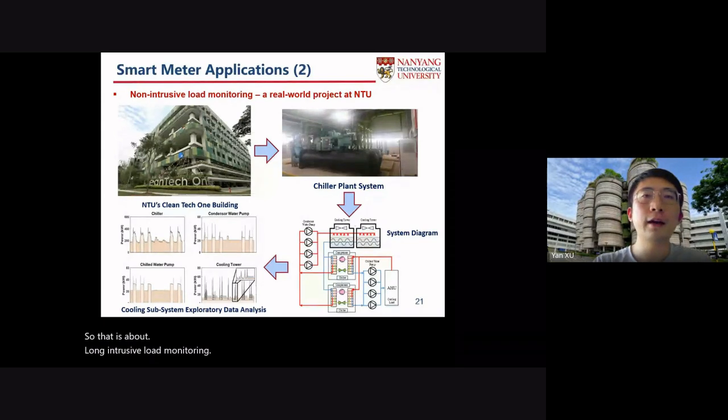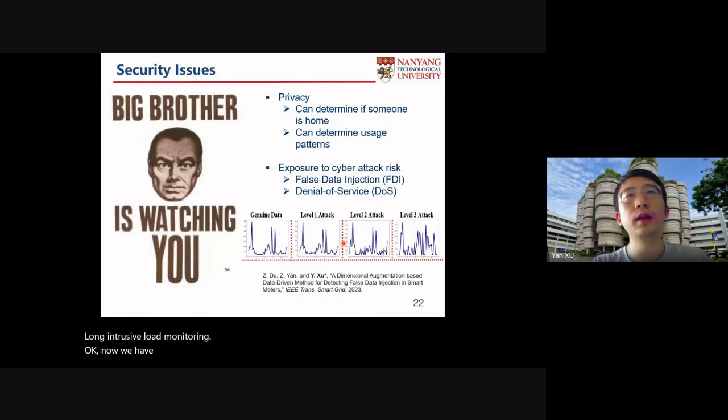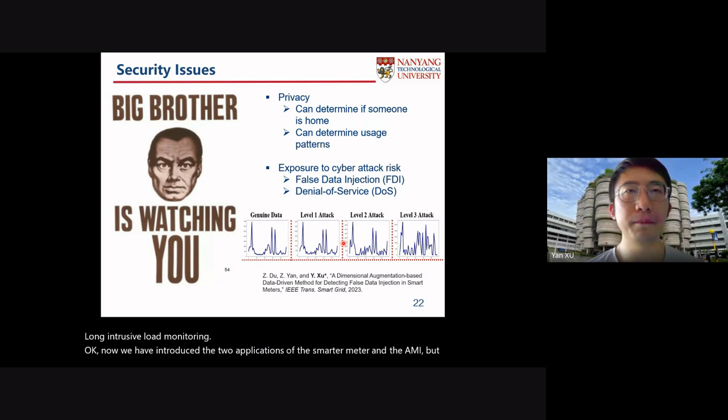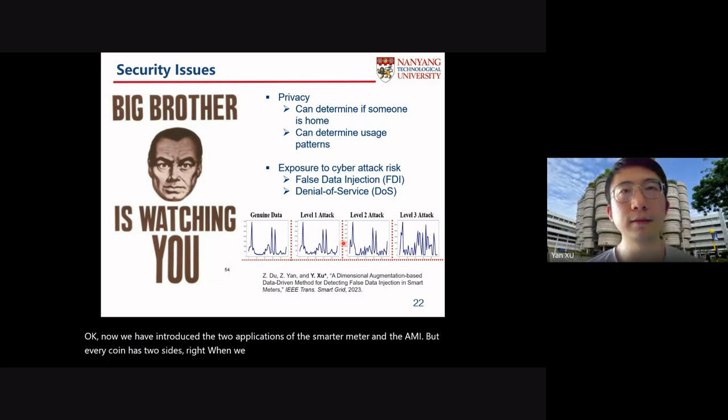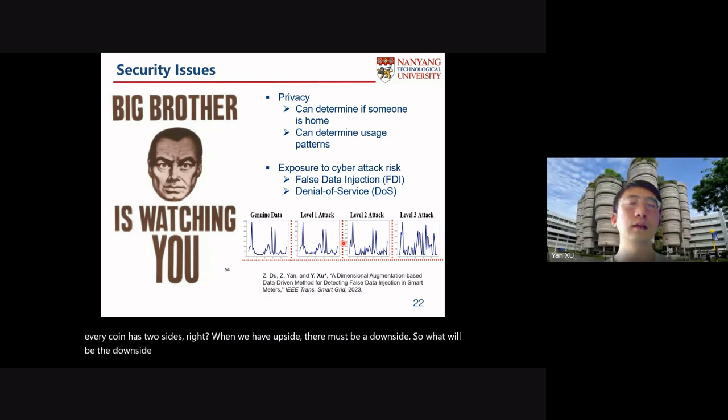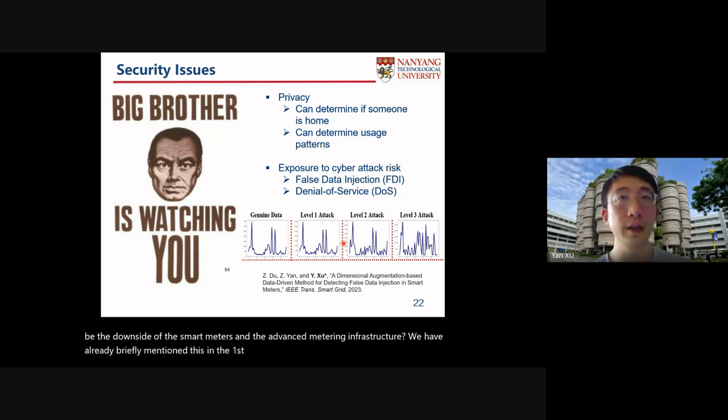Okay, now we have introduced the 2 applications of the smart meter and the AMI. But every coin has 2 sides, right? When we have an upside, there must be a downside. So what will be the downside of the smart meters and advanced metering infrastructure? We have already briefly mentioned this on the first day. That will be the risk of cyber attack, and also the privacy issues.